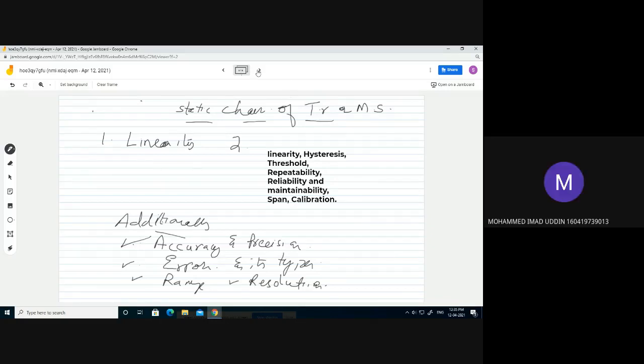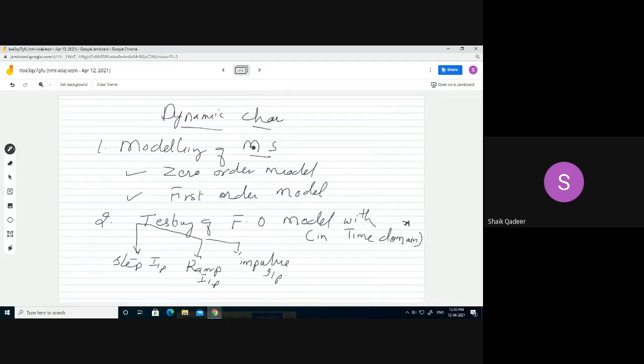Now, under dynamic characteristics, the discussion is a little different. We cannot directly go and discuss dynamic characteristics parameters. Instead, first we will see modeling of the measurement system. We will see how to make a zero order model with the help of a mathematical equation, a linear differential equation with constant coefficients. Then we will see how to make a first order model, and also a higher order model of the measurement system. That is the first thing under this topic.